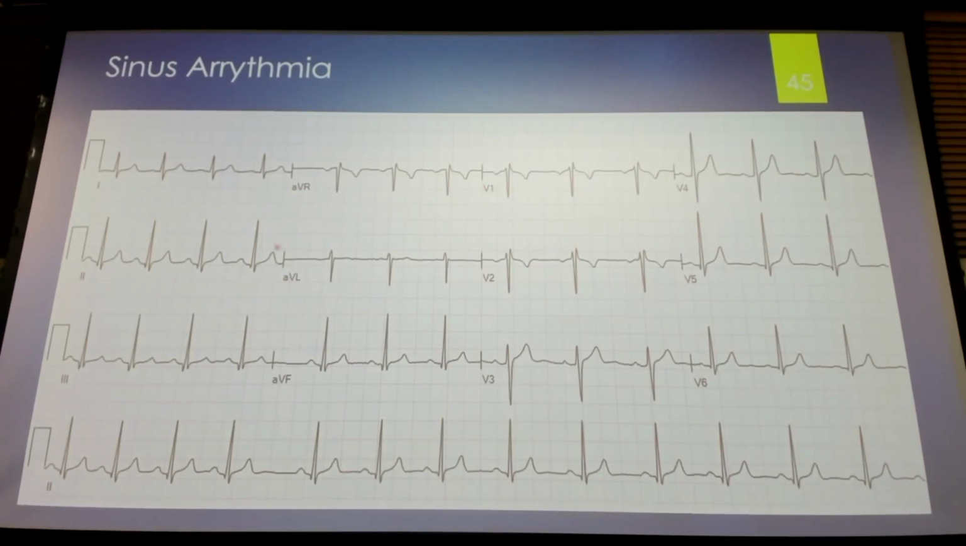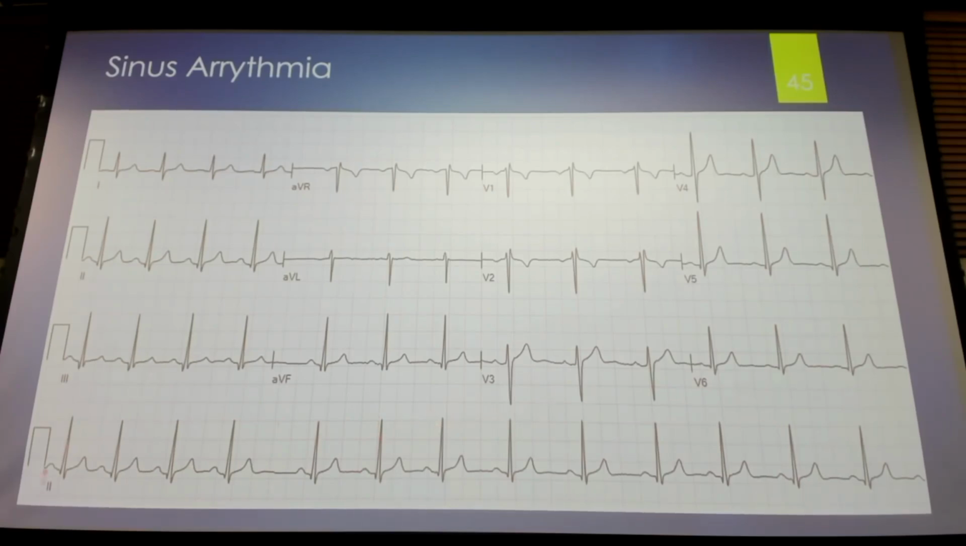Okay, we're going to look at our lead 2. We got an upright P. We're going to look at our aVR. We've got a downgoing P. We got a QRST. So we know this is coming from the SA node. And then we can see this looks pretty regular. Then we've got a little bit of a pause here. Okay, and that's your exhalation. And we go back to regular.